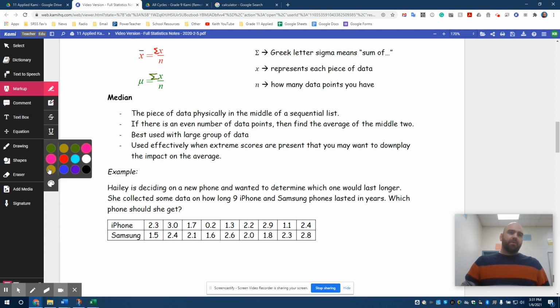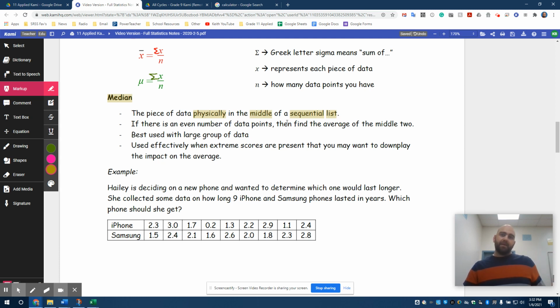The next one that we're going to take a look at is something called the median. The median is the piece of data that is physically in the middle of a sequential list. It's right in the middle. It's that middle value. It doesn't matter the average. This picks out exactly the middle piece, which means that we're actually going to be getting rid of some extreme scores.